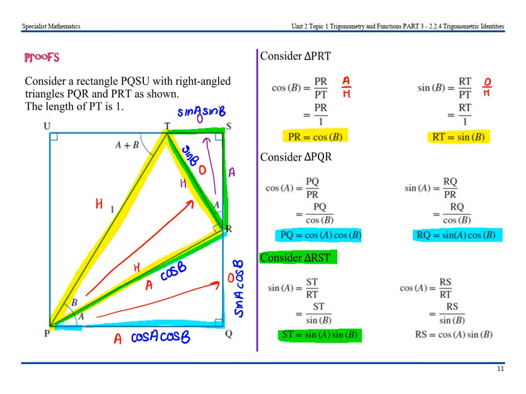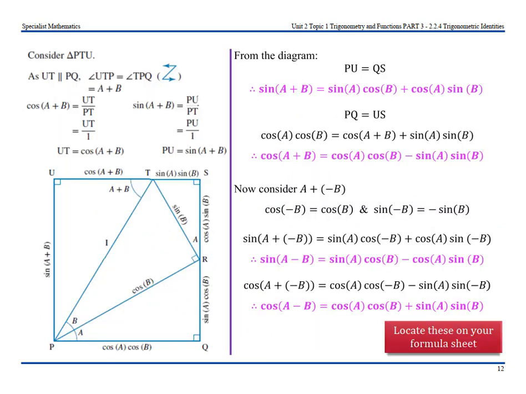And then cos A is RS over RT, which is RS over sine B. So that means my RS is equal to cos A times sine B. Now you can see this diagram down the bottom that I've written all that information on from our previous rectangle. We're now going to consider triangle PTU, which is this one here.